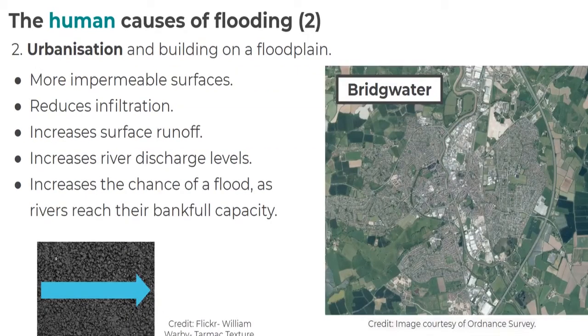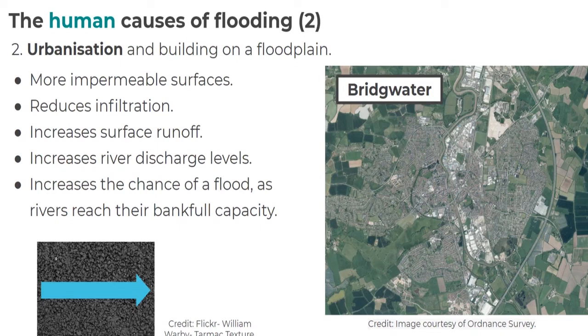So the second human cause of flooding in Somerset was linked to urbanisation and building on the river floodplain. There are several urban areas in the Somerset levels, like Bridgewater, that you see in the aerial photograph to the right of the screen. Urbanisation and building on a river floodplain increases the impermeable surfaces around river channels within their drainage basins. Impermeable surfaces do not allow water to pass through them. This reduces infiltration and it will increase surface runoff. This means rainwater can reach the river channels much faster.